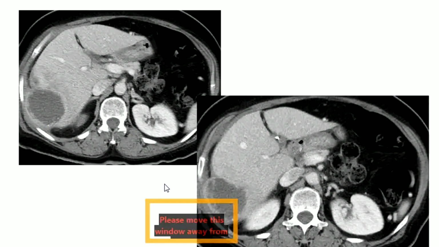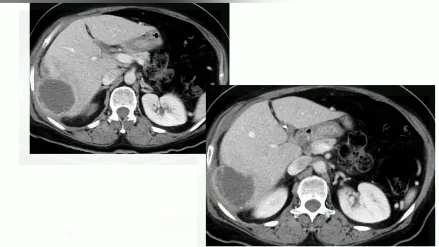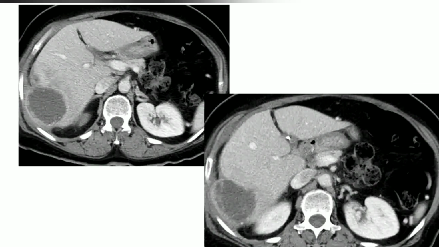The surrounding liver also shows some hypodense areas within it. Here I can see fat stranding noted adjacent to this lesion, and the lesion is laterally abutting the lateral abdominal wall. Also, differential diagnosis.